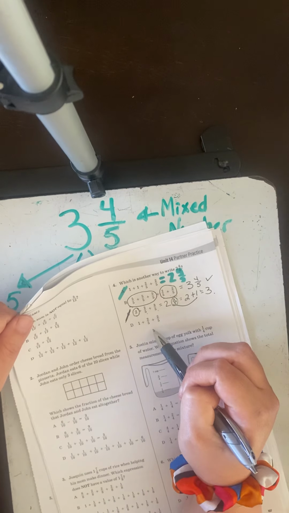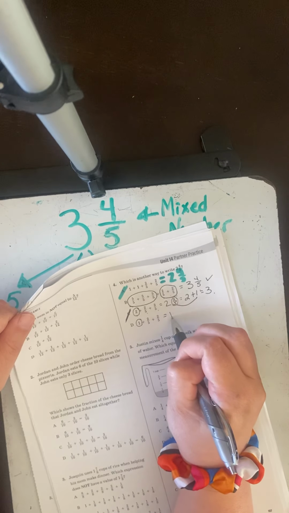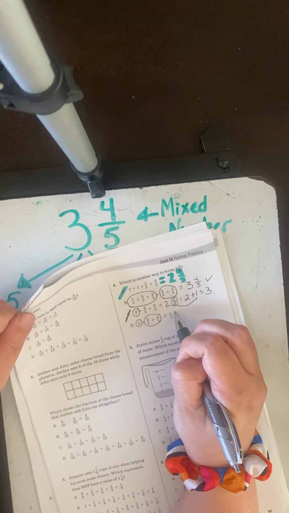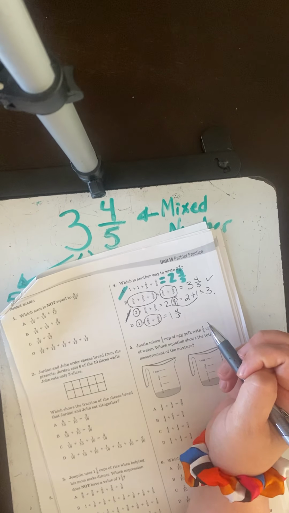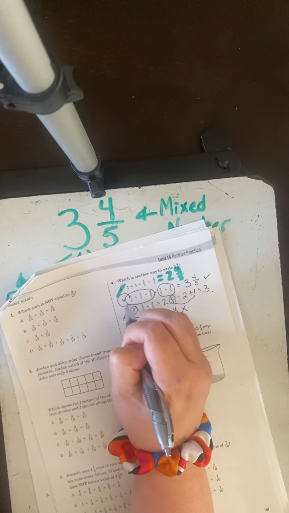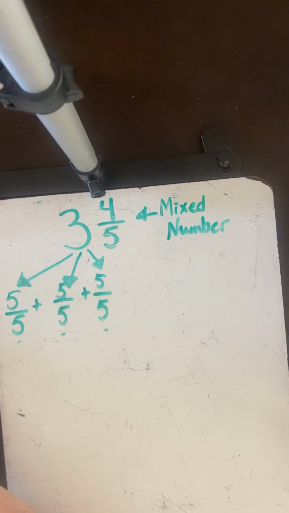Let's look at D. 1 whole right there, okay? And then I know 2 fifths plus 2 fifths gives me 4 fifths. So that's way off. I'm only left with 1 and 4 fifths. So D cannot be our answer choice. We're going to go with B as our answer choice for number 4.